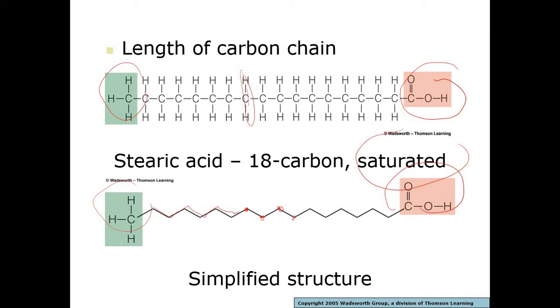This is the length of the carbon chain. Stearic acid contains 18 carbons: 1, 2, 3, 4, 5, 6, 7, 8, 9, 10, 11, 12, 13, 14, 15, 16, 17, 18. It contains 18 carbons, and it is saturated because it does not contain a double bond. There is no carbon-carbon double bond. All carbon-carbon bonds are single bonds. So that's why it's called saturated.